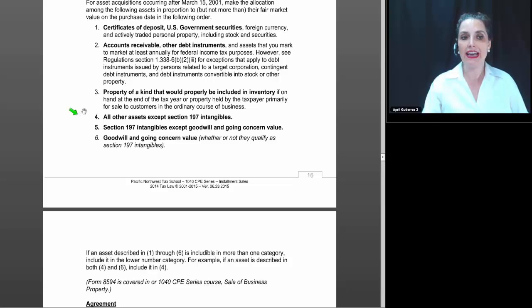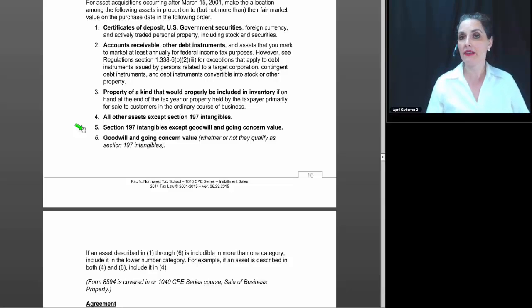And actually, this category that says all other assets is the category where we very often see lots in there. That would be land, buildings, furniture, equipment, pretty much anything that you can see and touch that has been sold that is not a form of currency, right? And then we're left with the final two categories that have to do with Section 197 intangibles and goodwill. Those are divided into all Section 197 intangibles that are not goodwill or going concern value.